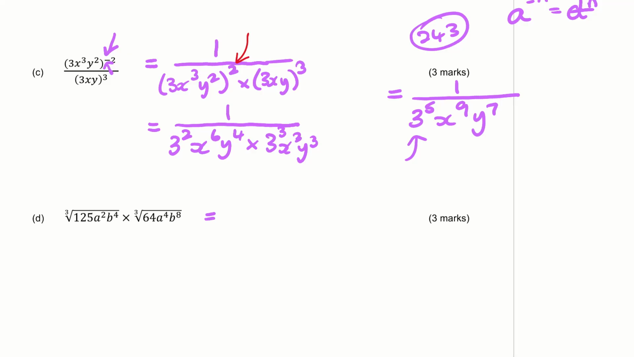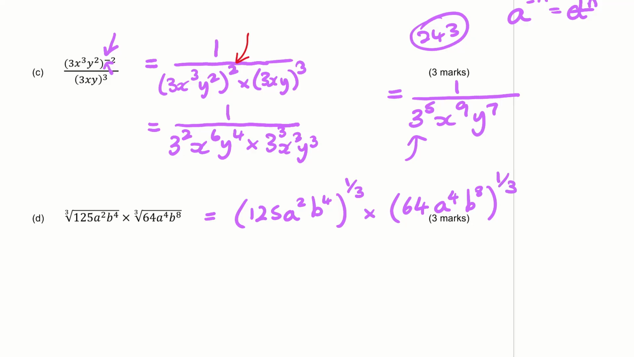And then here we've got 125 a squared b to the 4 to the power 1/3 times 64 a to the 4 b to the 8 to the 1/3. That's what a cube root is. So we're going to get, remember the third applies to everything inside.